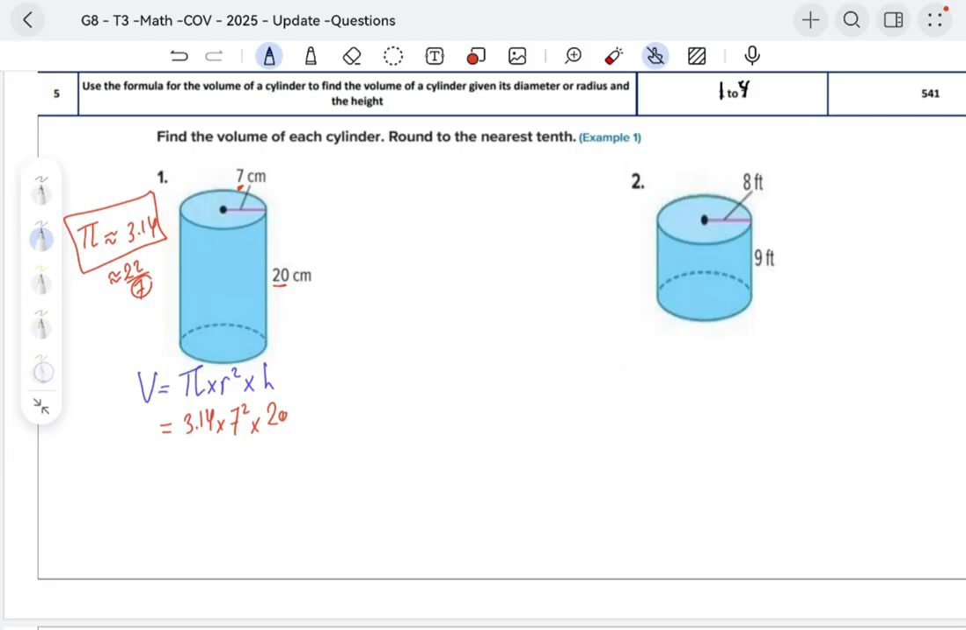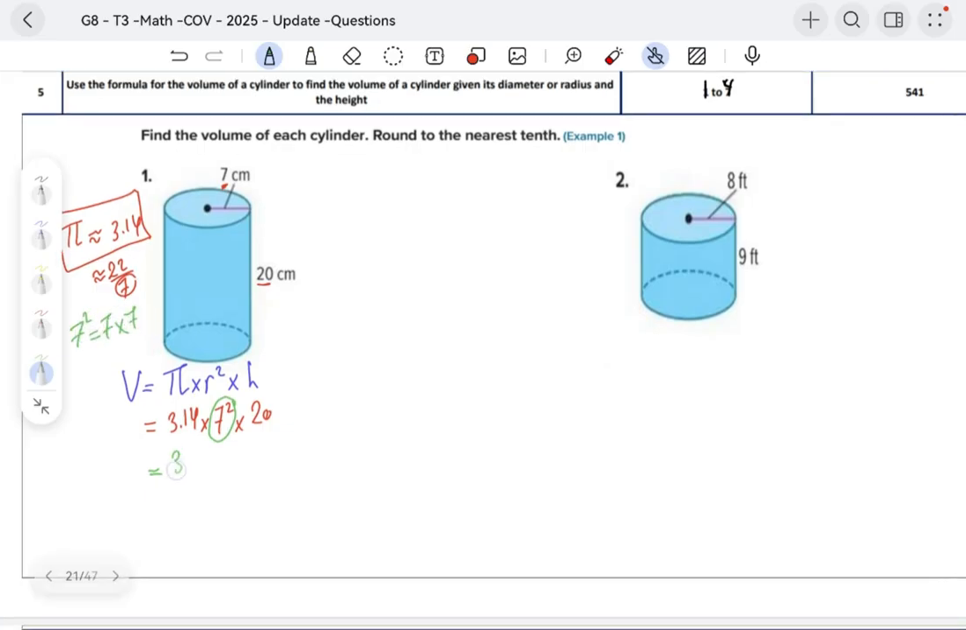Okay, now let's simplify. 7 squared is 49. When we say 7 squared, it means 7 times 7, which is 49. So we have 3.14 times 49 times 20. Now I'm going to multiply 2 times 49. 2 times 49 is 98, and we have a 0, so 980 times 3.14. Okay, what I'm going to do now, I will remove the decimal point, multiply, and put it back again.